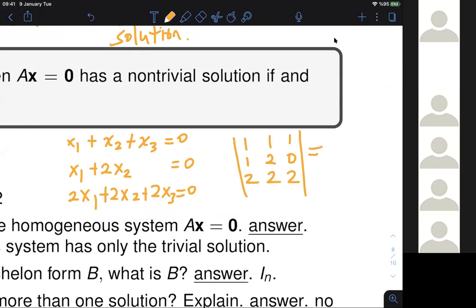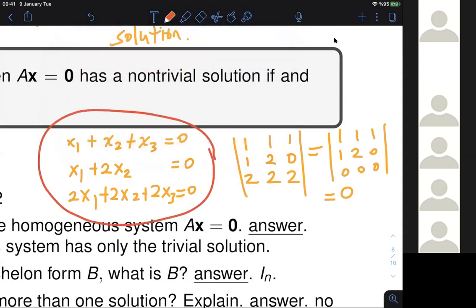If you check this one, you see the third row is a multiple of the first row, which means if I multiply the first row by -2 and add it to the third row, I get a row of zeros. A determinant which has a row of zeros must be 0. So in this case, yes, this system has a non-trivial solution.